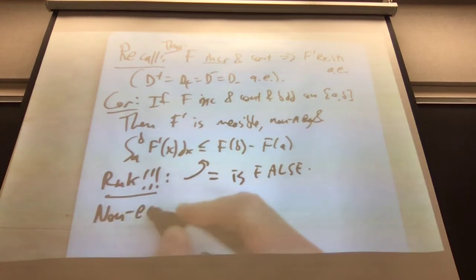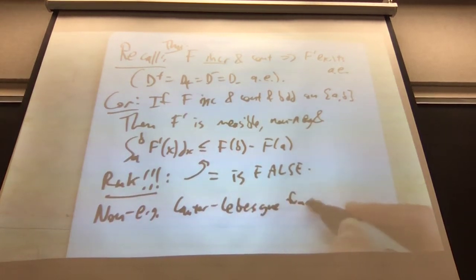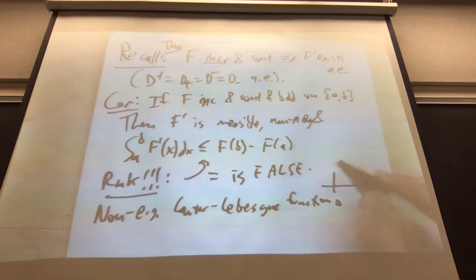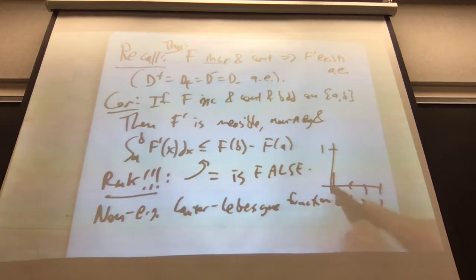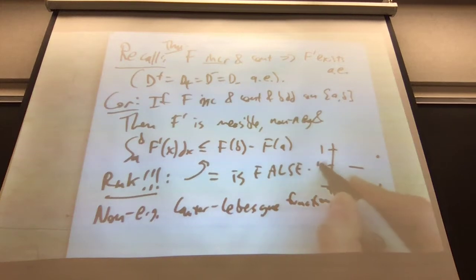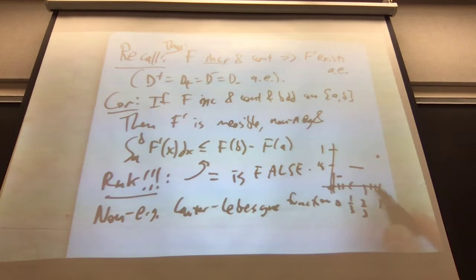Non-example. The Cantor-Lebesgue function. So you already saw this in your homework, I think, at some point. Here's the graph of this function. From 1/3 to 2/3, that's what we would be cutting out. So first you make it 0 at 0 and you make it 1 at 1. From 1/3 to 2/3, we're going to have the value of 1/2. From 1/9 to 2/9, you'll take the value of 1/4. From 7/9 to 8/9, it'll take the value of 3/4. And then you just keep making these little dyadic decompositions.